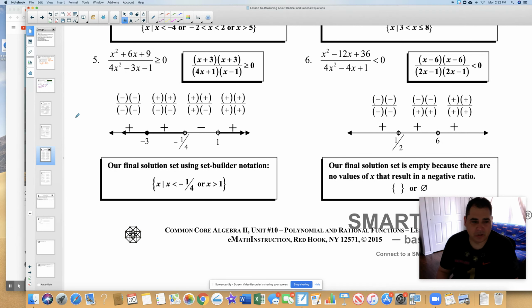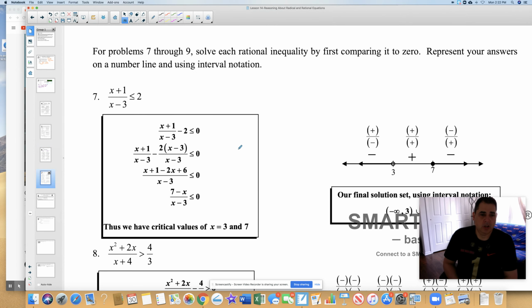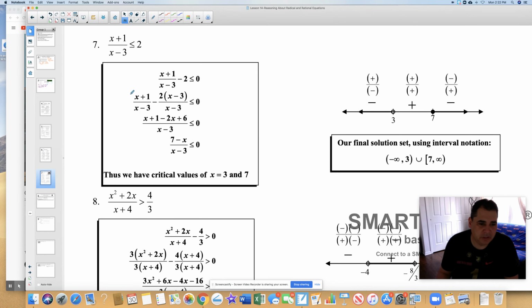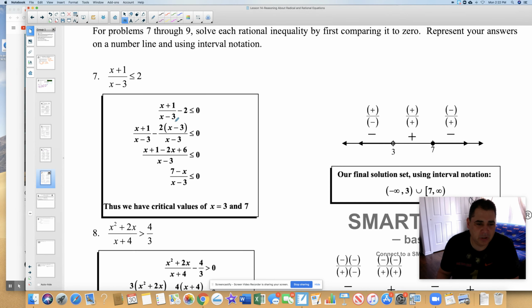All right, so you get the picture. That's pretty much what you had to do with this lesson. All right, now number 7. 7 is a little different because what they want you to do, it's not less than or equal to 0. It's not greater than or equal to 0. Greater than 0, it's actually equal to a number. It's set equal to a number.